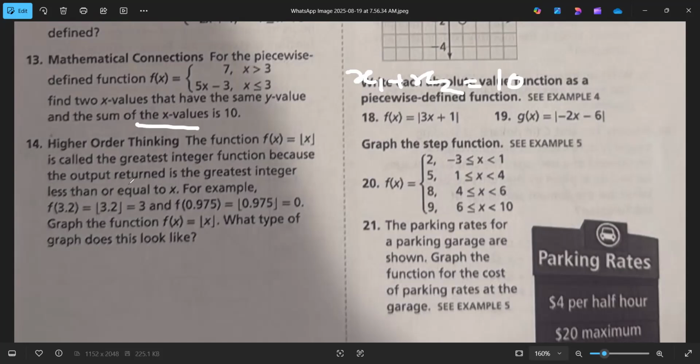And the second thing is what? f(x1) is equal to f(x2), right?